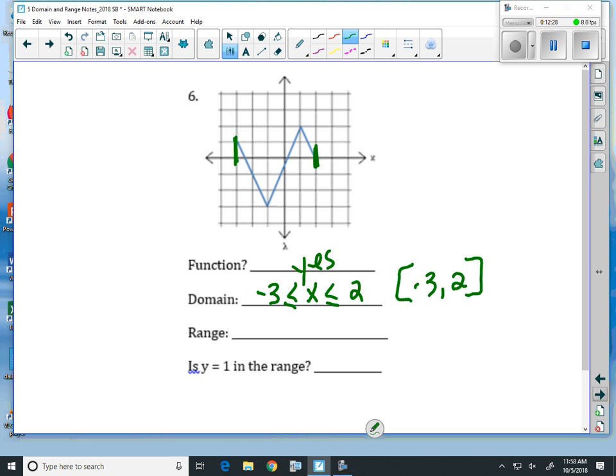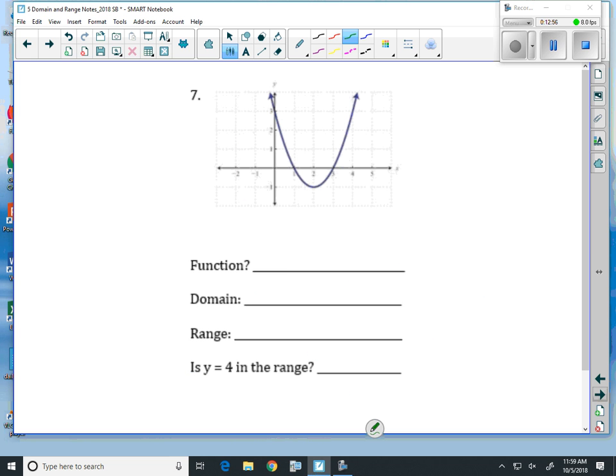All right, what's your lowest y value? -3. And it stops at 2. Okay, so both of those are -3 to 2. But remember, when you write it with that set notation, it's going to have the x and the y in the middle. Is y equals 1 in your range? Yes. Very good.